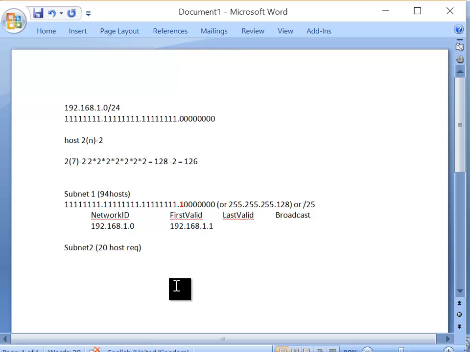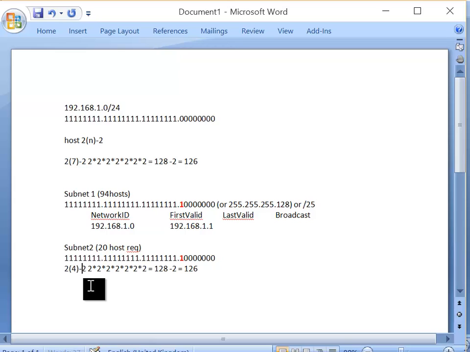So how many zeros do we need to reserve for 20 hosts? For example, let's just copy this. Say that we reserve 4 zeros. The formula is like this: 2 times 2 is 4, times 2 is 8, times 2 is 16. 16 minus 2 is 14. Well, 14 is not enough. So we need 1 more 0 at least, so 5 zeros.